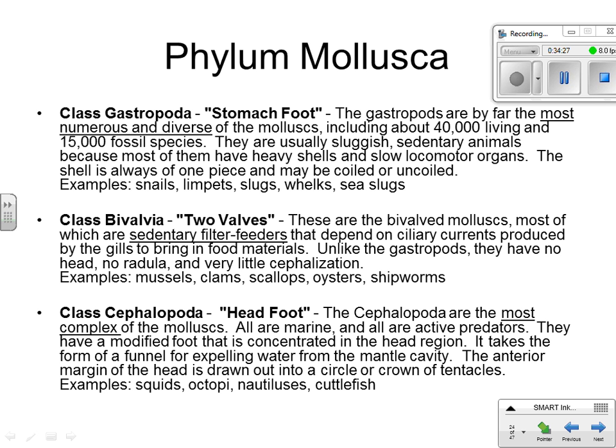And then the last group, the cephalopods, that means head foot. These are things like squid and octopi. The most complicated, complex mollusks there are. They're all marine. They're all active predators.